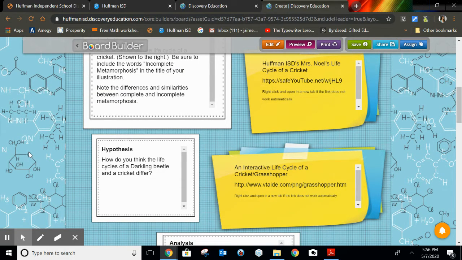Now, how do you think that the life cycles of a darkling beetle and a cricket differ? We're going to discover that in our next video. So I hope that you were able to draw some illustrations of the beetle's life cycle from the last video. Here we go with the next one.